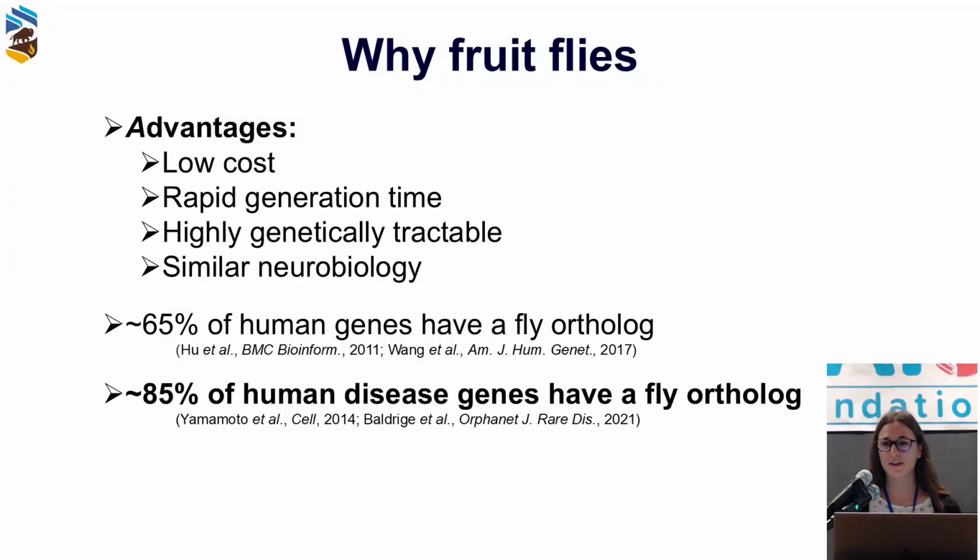And they share some similar neurobiology with us, actually. What we know is that about 65% of human genes have what is called a fly ortholog, or a sister gene. So this is a gene that does a similar role in the fly. We also know that about 85% of human disease genes actually have a fly ortholog. And for KAT6A and KAT6B, the sister fly gene or fly ortholog is called ENOK. So this makes it an ideal model to study these syndromes.